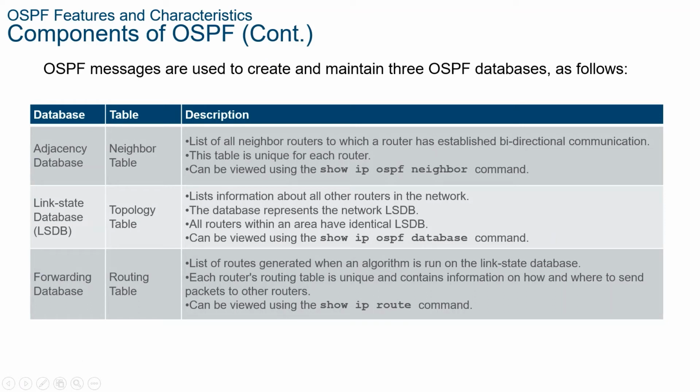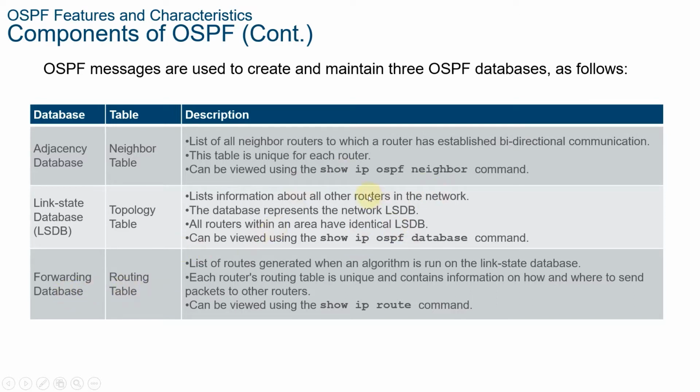So for the data structures, OSPF messages are used to create and maintain 3 OSPF databases as follows. You've got the adjacency database, which creates the neighbor table. You also have the link state database, or LSDB, which creates the topology table. And you've got the forwarding database, which creates the routing table.